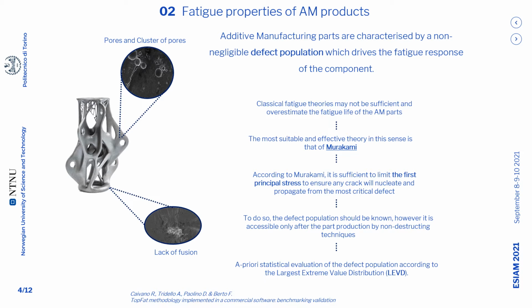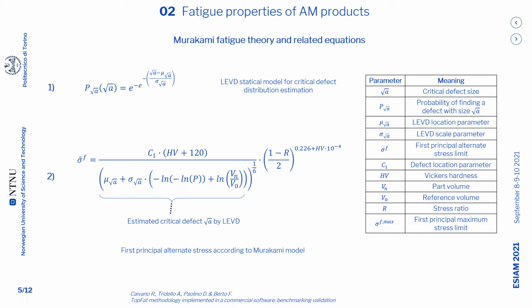However, it can be accessed only after the part production, with, for example, non-destructive techniques, when the design phase is already concluded. In order to access this defect population during the design phase, it has to be estimated statistically a priori. Murakami demonstrated that the defect population follows the largest extreme value distribution, LEVD. Equation 1 expresses the LEVD distribution.